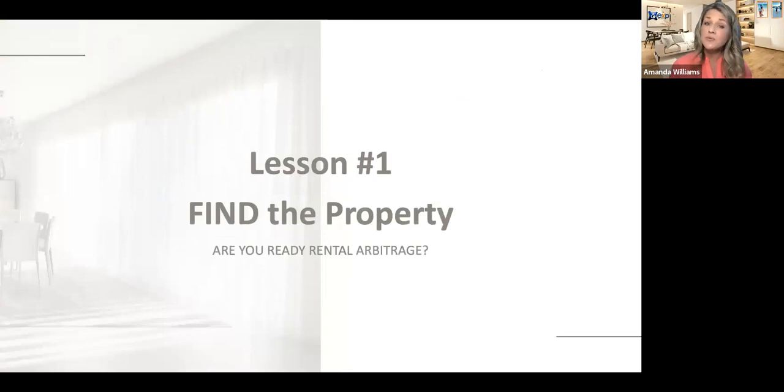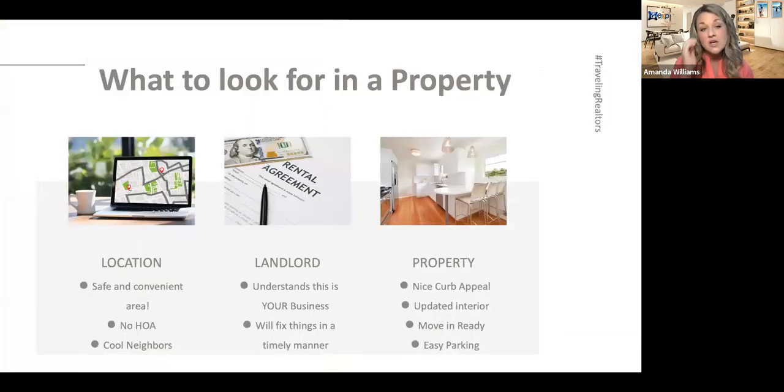So lesson number 1 is finding the property. So let's get into that. What do you actually need to look for when you're looking for property to do arbitrage on, or to rent short-term, midterm rental, period? So first thing is location. Obviously a safe, convenient area. I do not like HOAs.